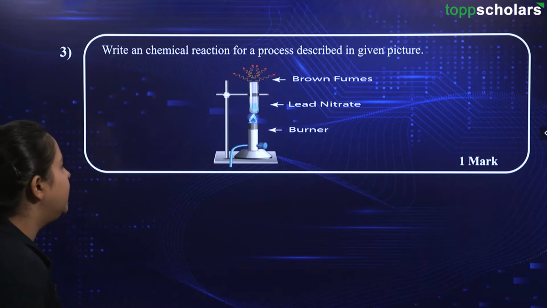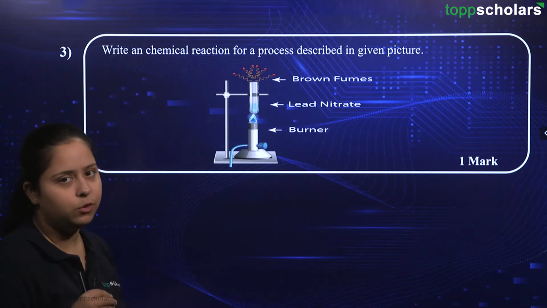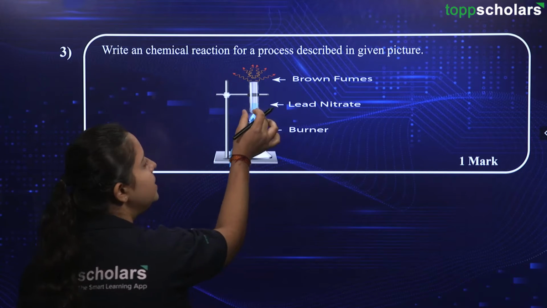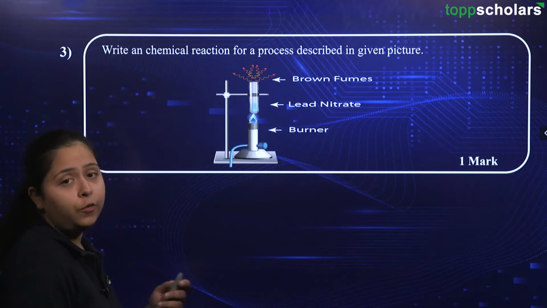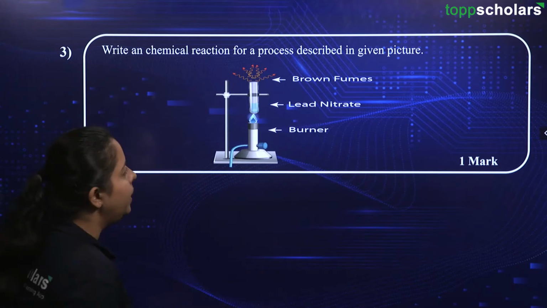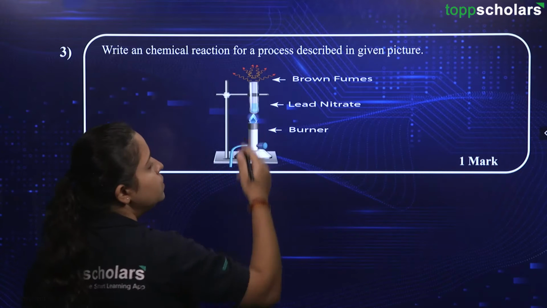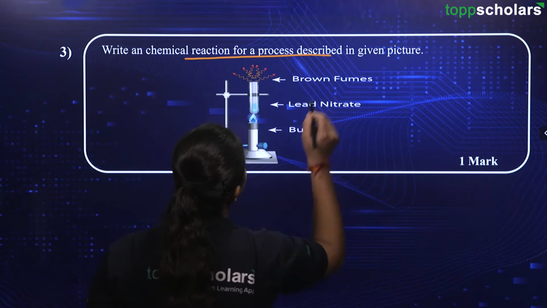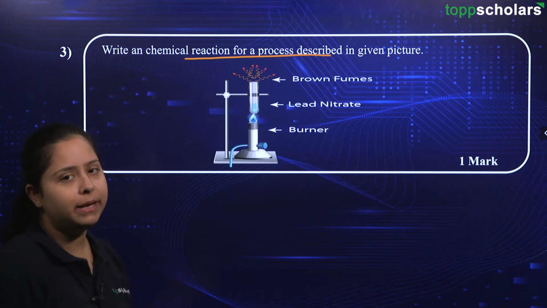The question here is an image-based question. So this is the image where you can see there is lead nitrate in this tube. What we are doing is actually burning this test tube which has lead nitrate. And then we have brown fumes which are coming. The question says, write a chemical reaction for the process described in the given picture.